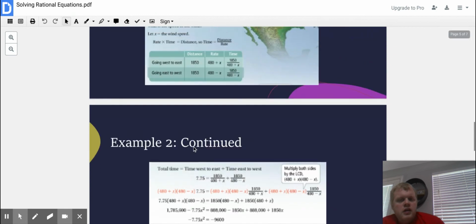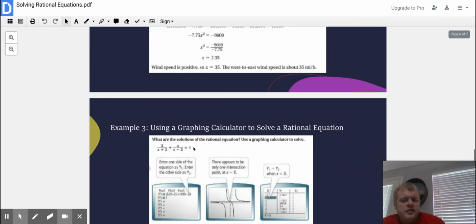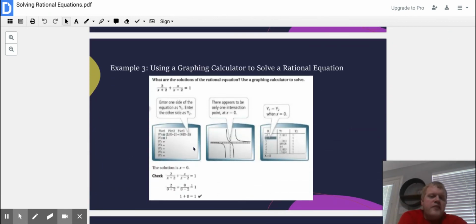Okay. All right. Last example here, guys. Last example, and I'm going to show you how you can use a graphing calculator to solve a rational equation. So again, here's our equation right here. So what we're going to do is on one side of the equation, we're going to enter that into our y1. So that left side, everything that we see right there, I'm going to type that into my y1.